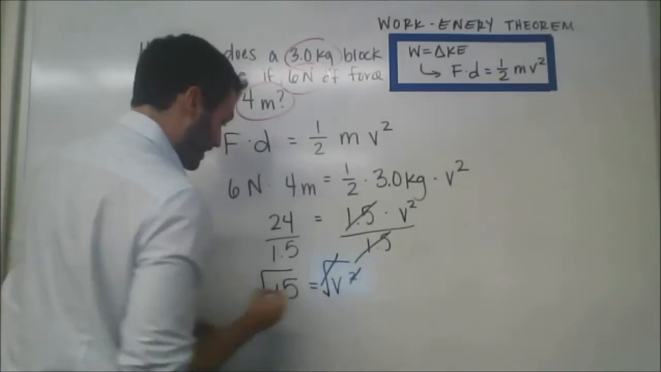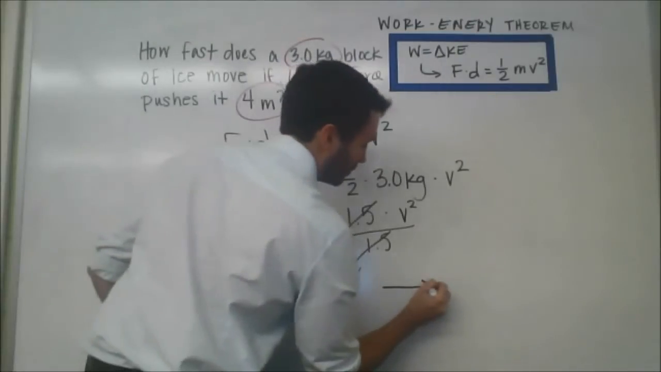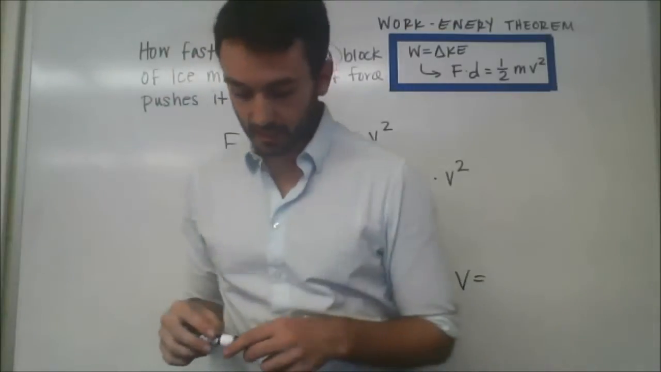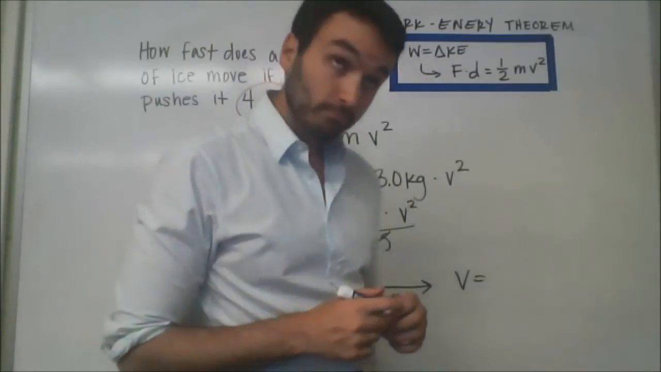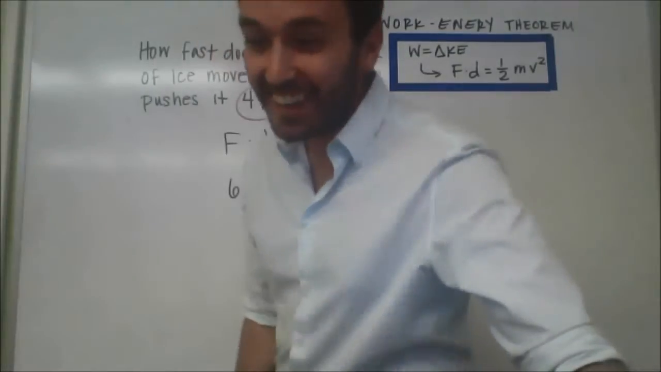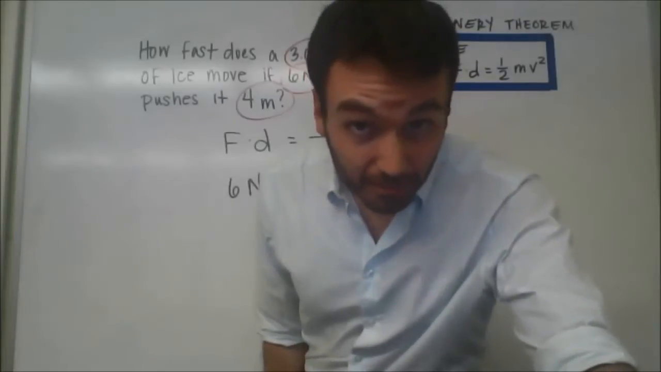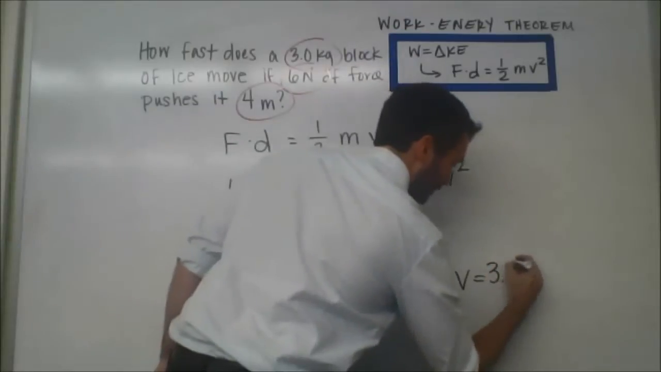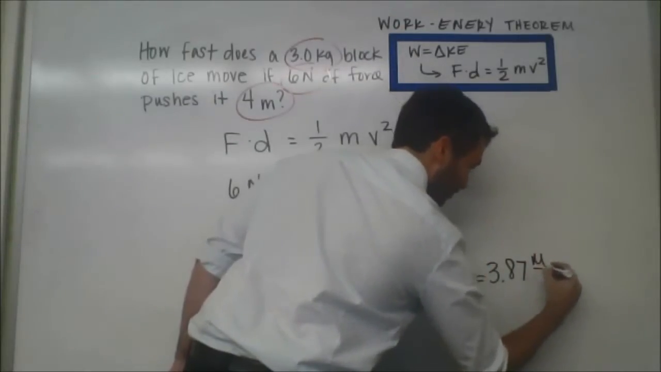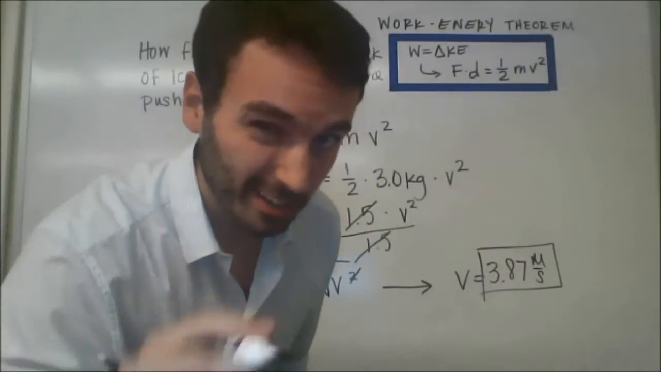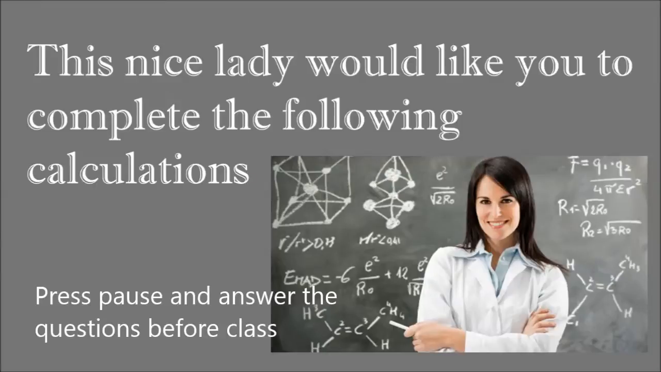The squared and the square root cancel out. And what do we get for the square root of 15? I'll let you guys take a second to look at that one. Done yet? Okay, correct. Velocity is 3.87 meters per second. It's a little more tough, but I think you guys can do it.